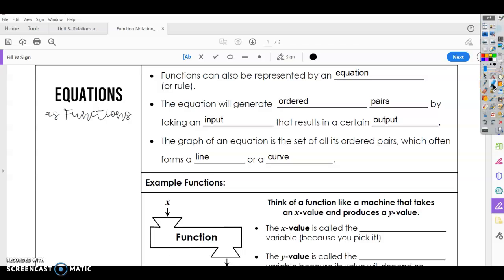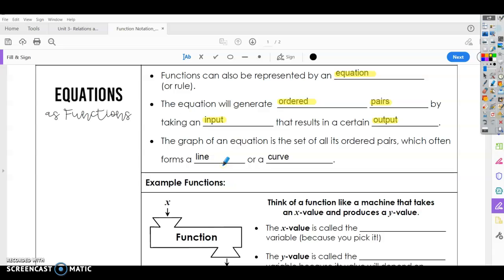All right, guys, we're going to talk about functions and function notation. Functions can also be represented by an equation. An equation is also known as a rule. The equation will generate ordered pairs by taking an input, which is your x, and that results in an output, most of the time called y. Sometimes we use other variables, but most of the time we use x and y. So input would be your x's, output would be your y.